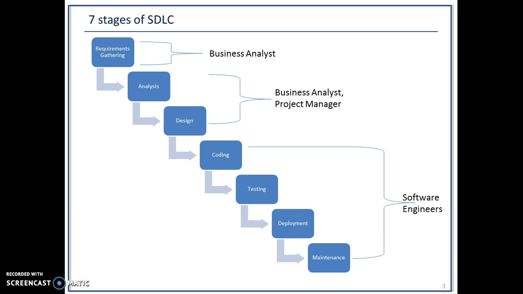And the final 4 stages, which are coding, testing, deployment and maintenance, are done by software engineers or senior software engineers, which we saw in the first session, the hierarchy of different roles. So these are the 7 stages of SDLC. Now we will go into details of each of these stages.